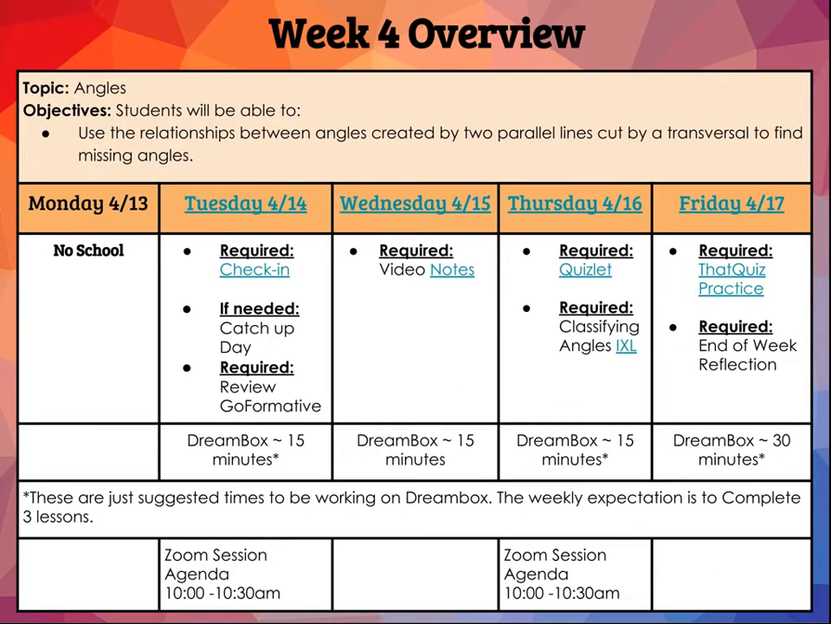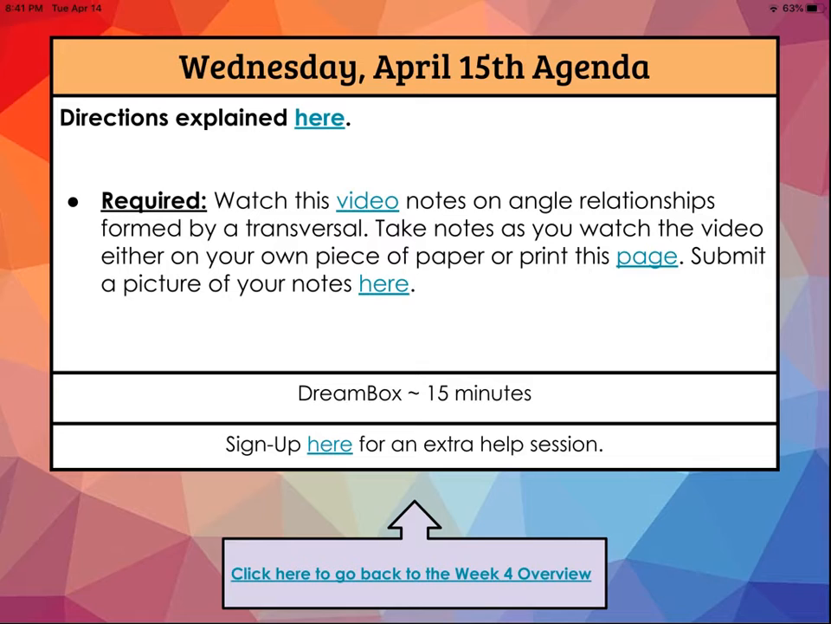So I put it in presentation mode, and you can see that our topic is angles, and we're going to use the relationship between angles to create 2 parallel lines cut by a transversal to find missing angles. There's a specific slide for Wednesday, and Ms. Hartman gives specific directions on that link right there. But here's the video that you'll use to take the notes. And if you want to look at this page ahead of time and see what your notes are going to look like, or if you can print, that's where you hit the link for the notes. I'll show you what they look like.